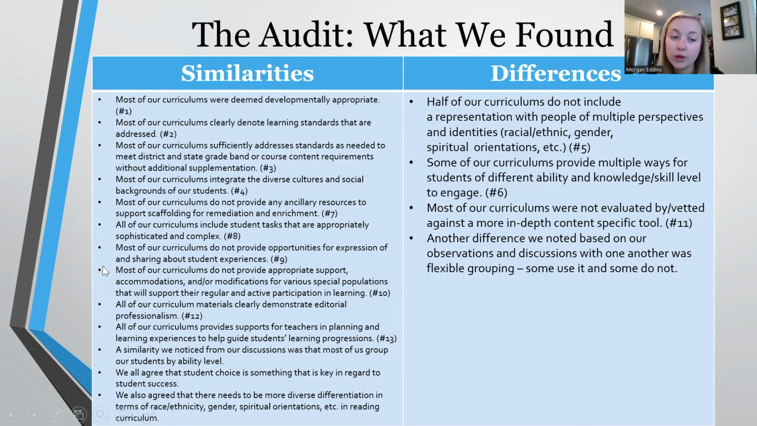This is the one, number 10, that really got us, is that most of our curriculums did not provide appropriate support and accommodations or modifications, which is what differentiation is, meeting every student's needs and supports to help them succeed. And we saw that in most of our curriculums, we had to supplement that. We had to do that ourselves. And it did not come from our curriculum. All of our curriculum materials clearly demonstrated professionalism, editorial professionalism. And all of our curriculums provided supports for teachers to help them understand how to teach the curriculum in their classrooms.